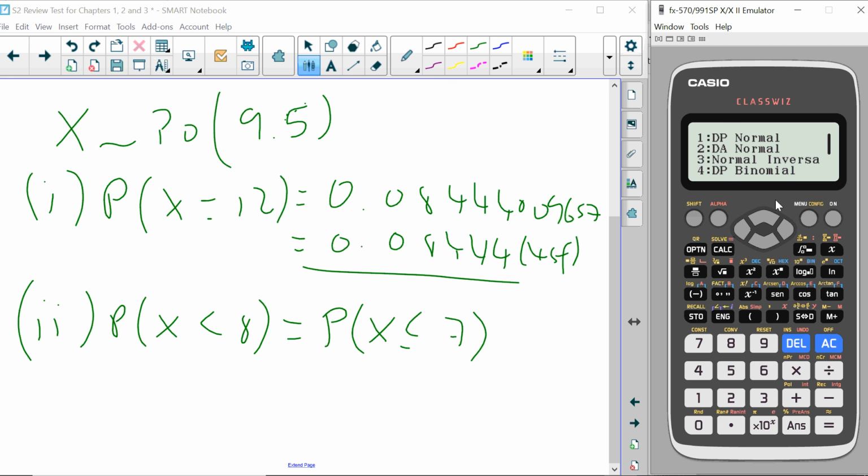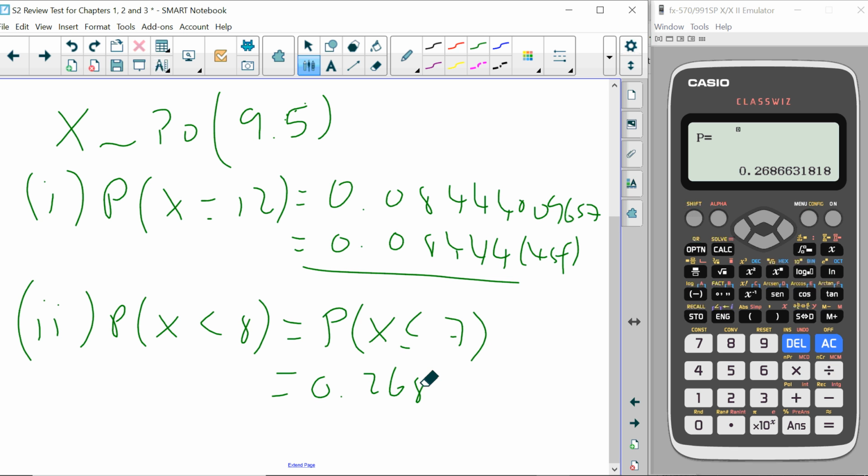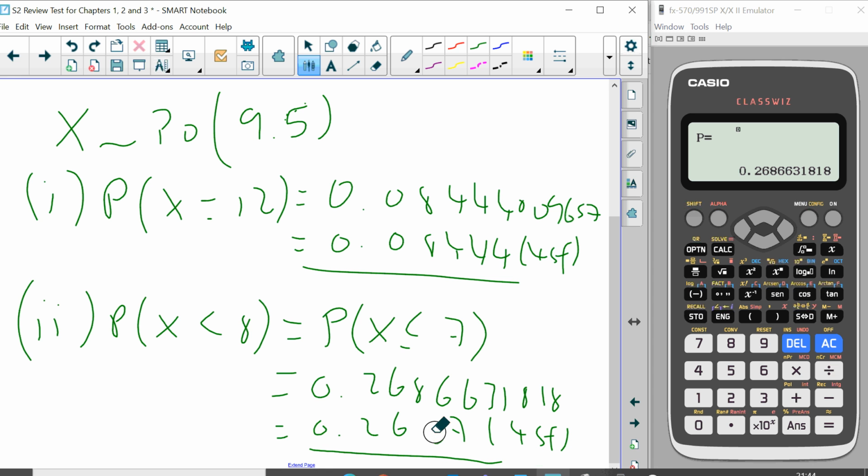So again, menu 7. This time we're looking at the cumulative distribution. So go to 3, list and variable, so variable there. X this time is equal to 7. Lambda is still the same, that's unchanged. And the value that you get is equal to 0.268, which is 0.2687 to 4 significant figures. Okay, so we finished that bit now. That's that bit out the way. I'm going to make that look a bit better.